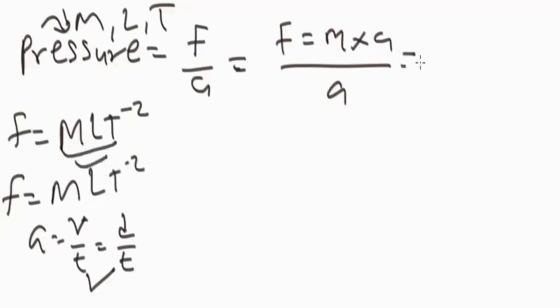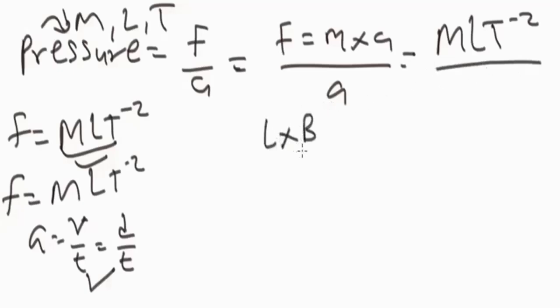So the dimension of force is mass times length per time squared. Over area, which is length times breadth. That's how you calculate area. That means we have two lengths here, so the dimension is length squared. So we have mass times length per time squared over length squared.